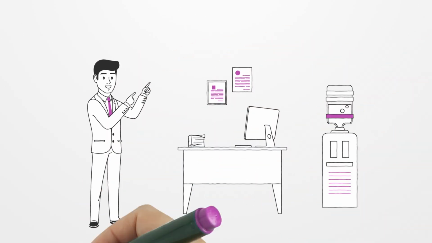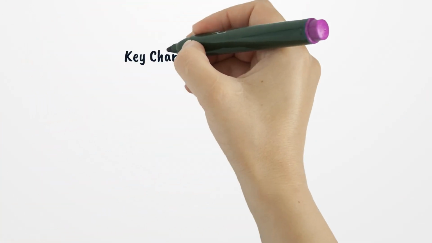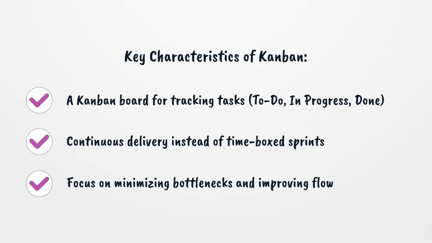Kanban framework. Kanban focuses on visualizing workflow and limiting work in progress, WIP, to improve efficiency. Key characteristics of Kanban. A Kanban board for tracking tasks: to do, in progress, done. Continuous delivery instead of time-boxed sprints. Focus on minimizing bottlenecks and improving flow.